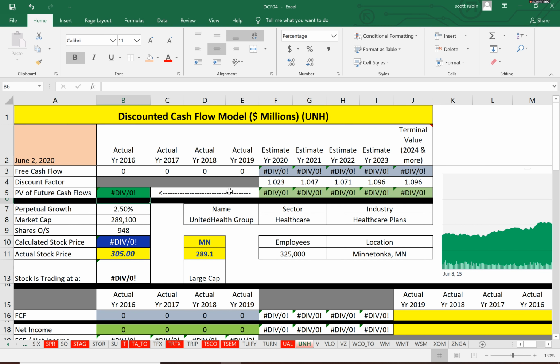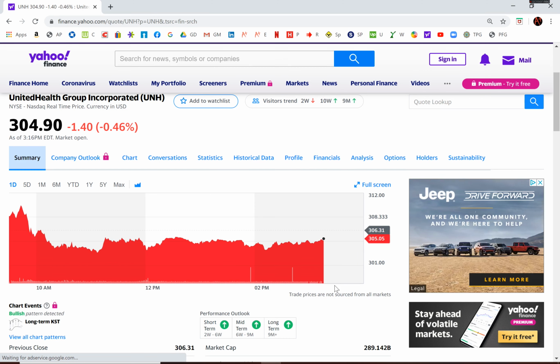Now, to figure out the value of a company, you estimate the future free cash flows of that company, then discount that number back to today's value. That way you have the value for the entire company. Now, to get the value for each stock, you divide that number by the number of shares outstanding, and you get the intrinsic stock price. And we'll compare it to the actual stock price.